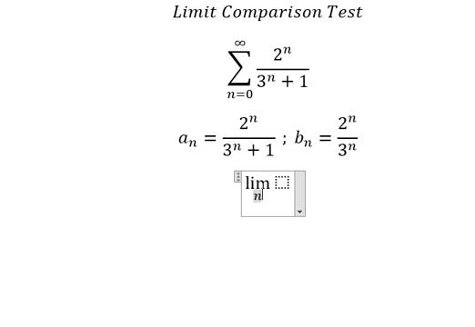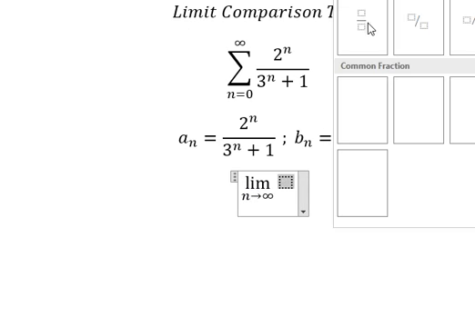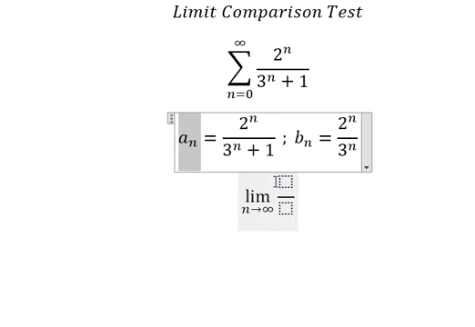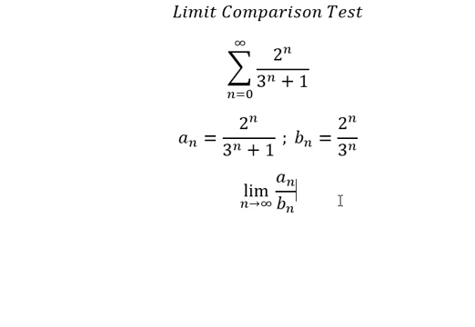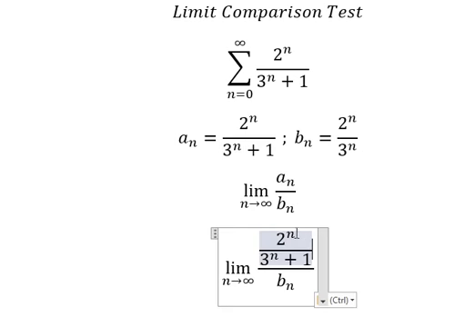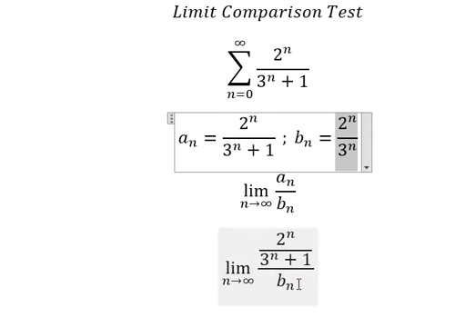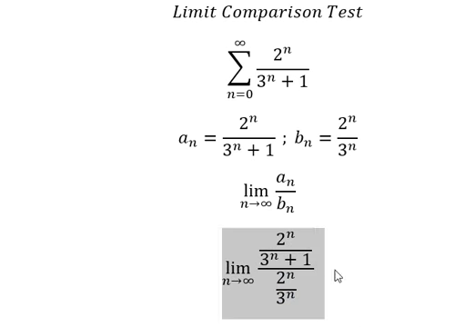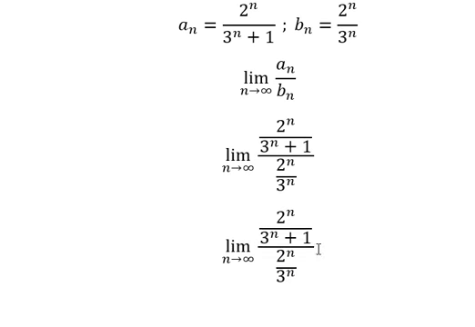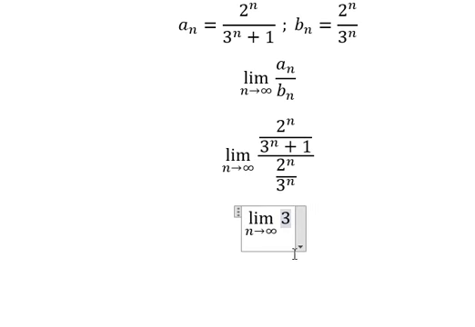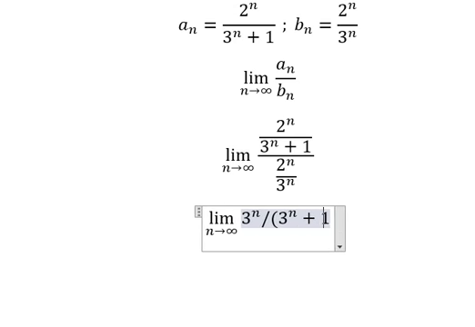And we let n go to positive infinity, and I will put an over bn. An, that's this one. Bn, that's this one. So we need to simplify and arrange, and you will get 3 to the power of n over 3 to the power of n plus 1.